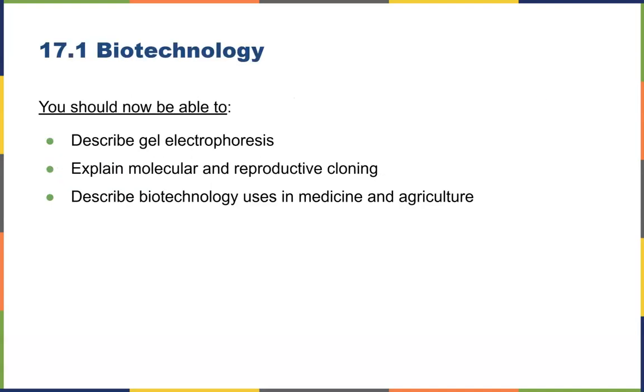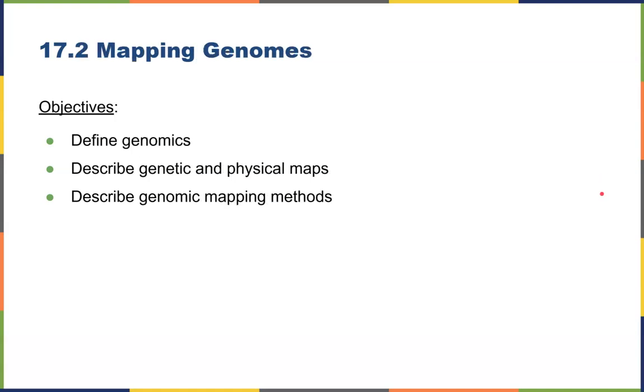All right, so that's the end of 17.1. That's the longest section in chapter 17. So you should now be able to describe how gel electrophoresis works, and you should be able to explain the difference between molecular and reproductive cloning and how we use biotechnology in medicine and agriculture.